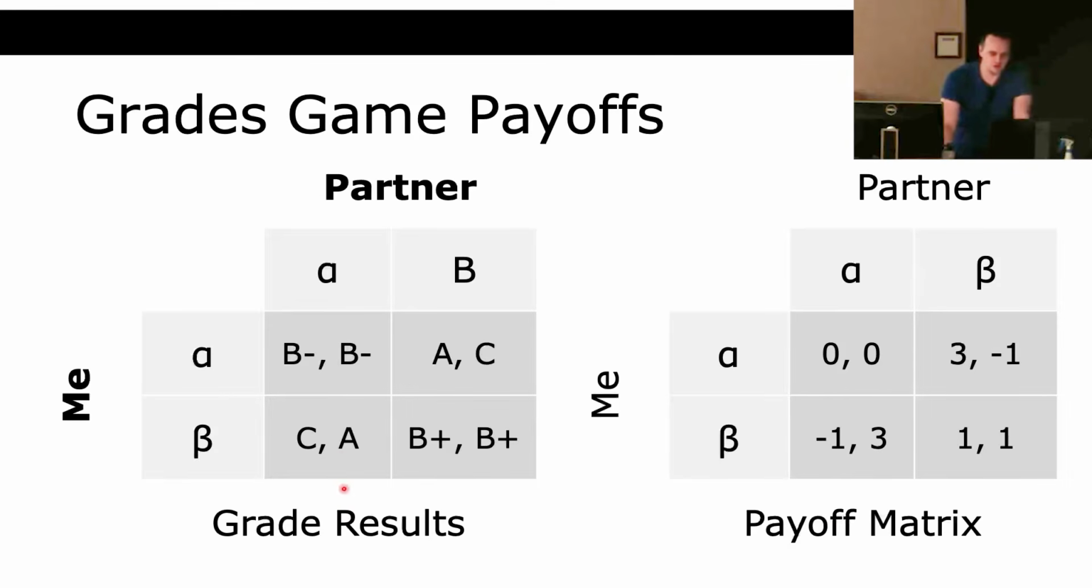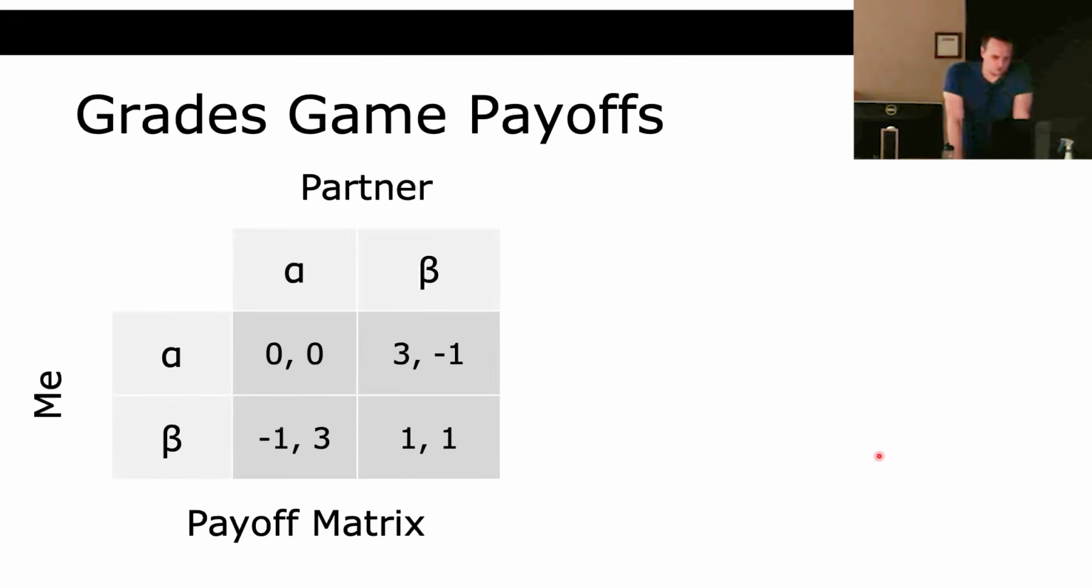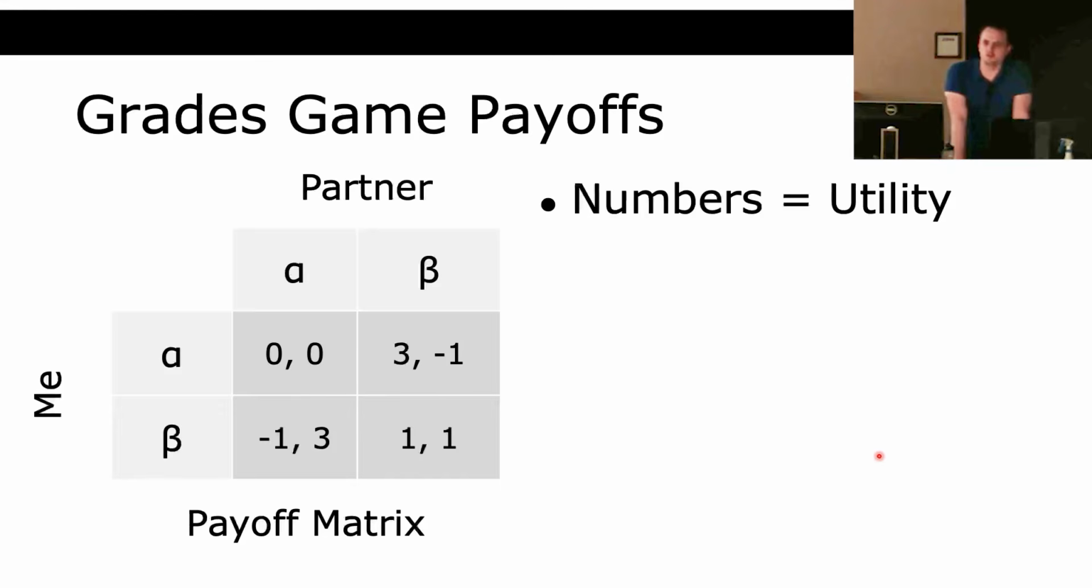So what we do is we take this matrix here and we turn it into this outcome matrix. For example, a B minus and a B minus, that's kind of neutral. A B plus, that's a little bit better, so maybe we both care about that 1. If I get a C, then that's bad for me, so I'm going to say that's a -1. If I get an A, that's a 3. Okay, so let's assume that both of these players have the same payoffs for those outcomes. These numbers are called utility.